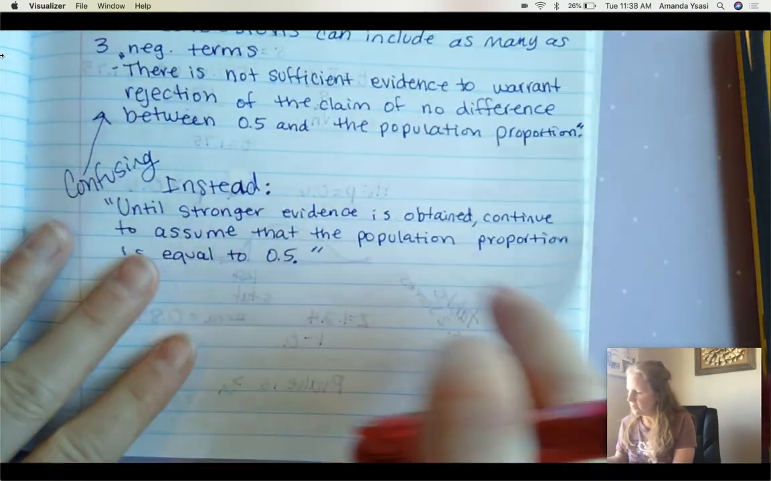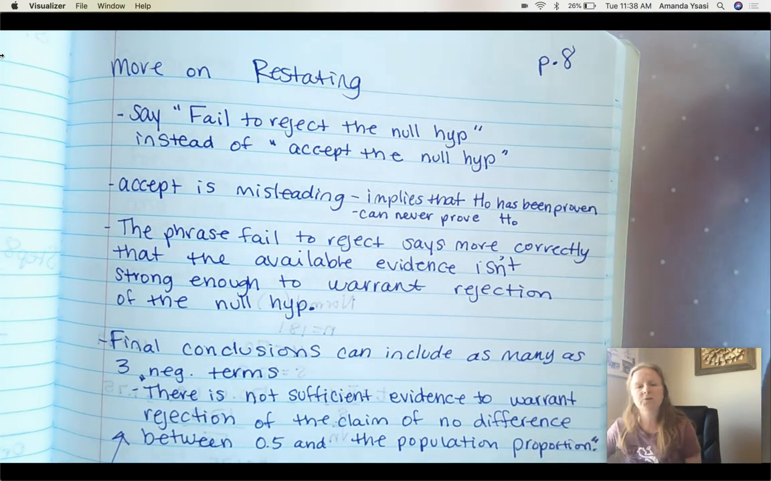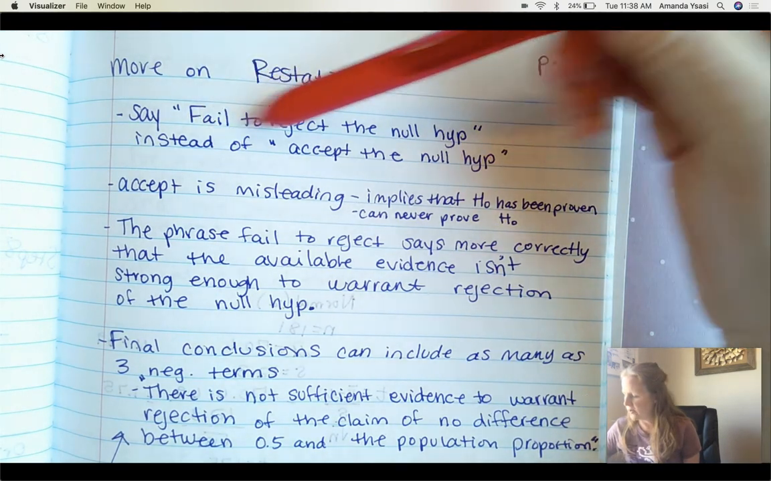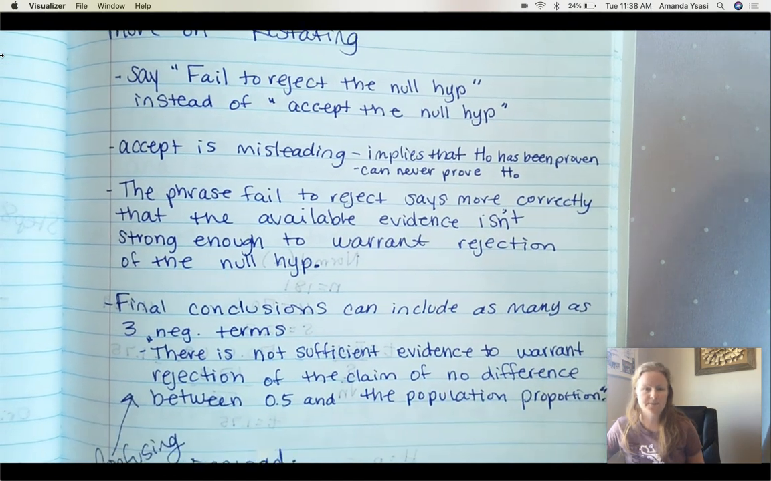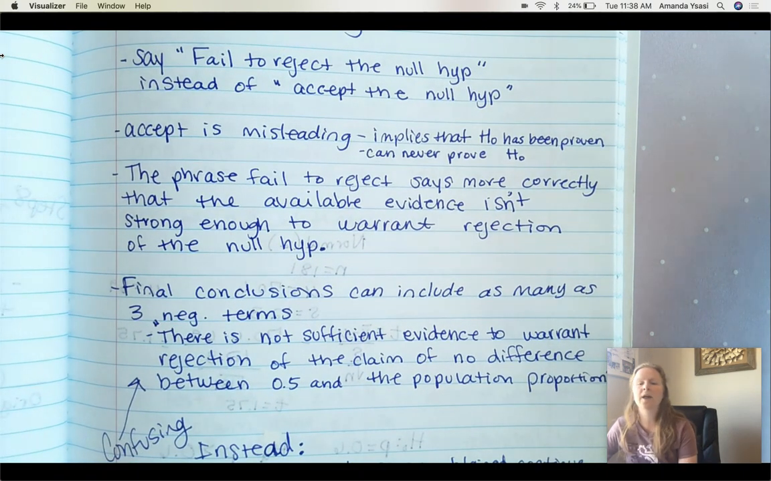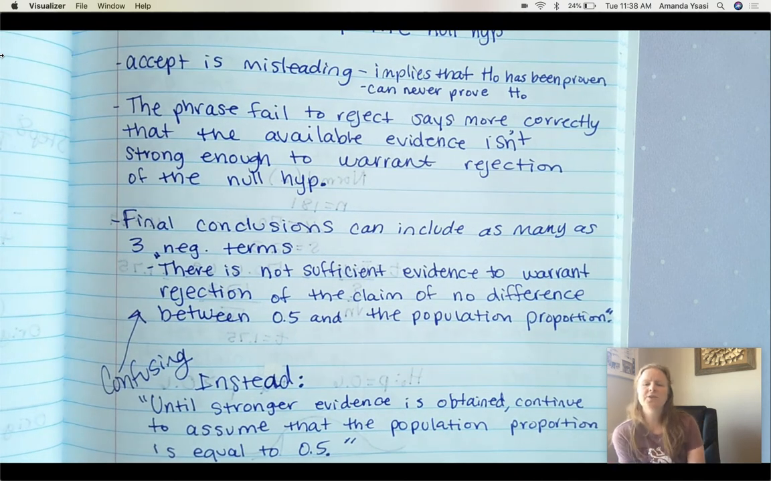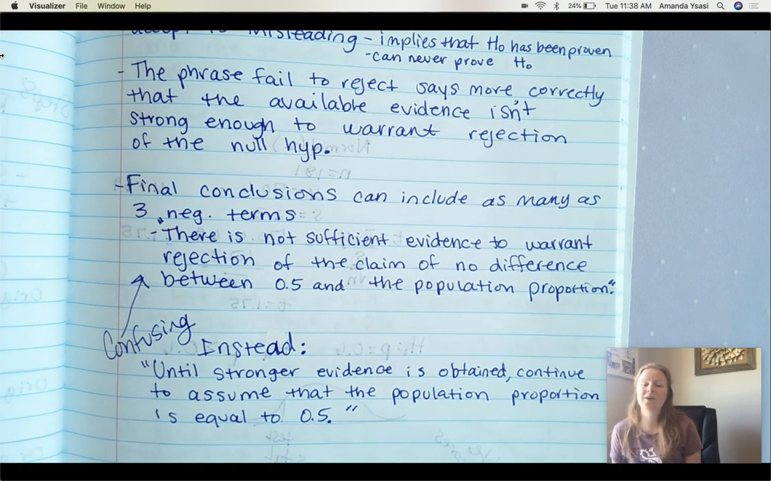All right, so more on restating our claim. Say fail to reject the null hypothesis instead of accept the null. There's two different things. We don't have enough evidence to say we accept it. We just fail to reject it. Accepting is misleading because it implies that the null hypothesis has been proven, but you can never prove the null. The phrase fail to reject says more correctly that the available evidence isn't strong enough to warrant rejection of the null. Final conclusions can include as many as 3 negative terms, but it's confusing.